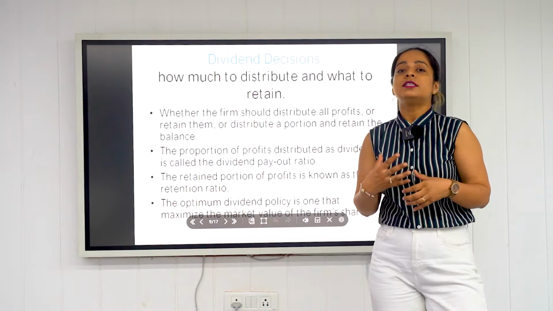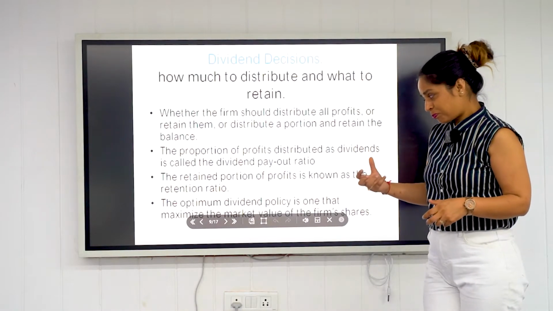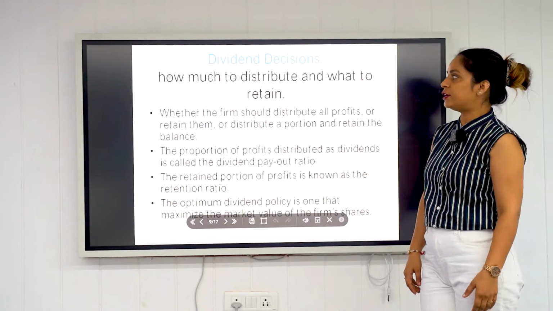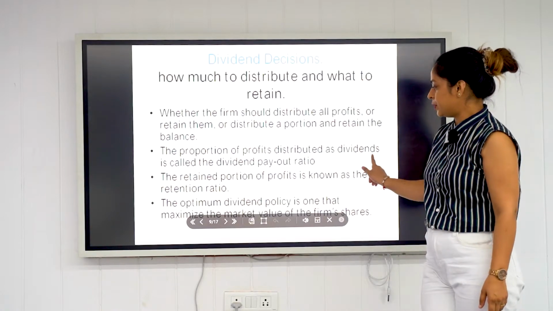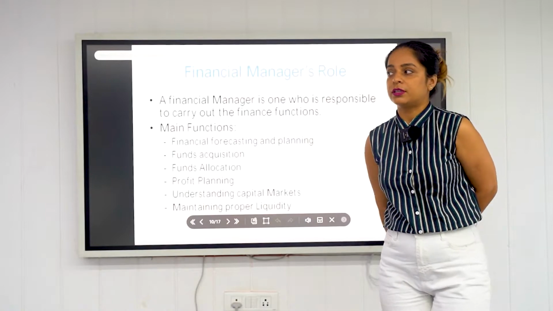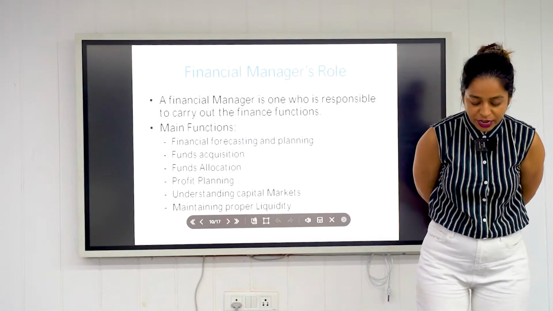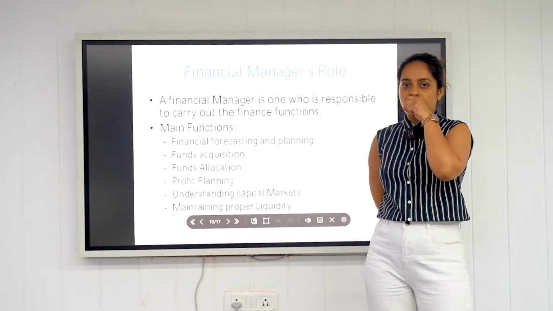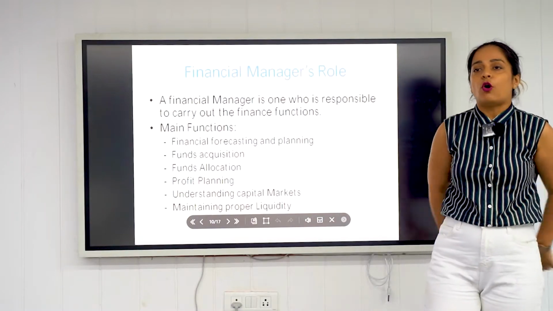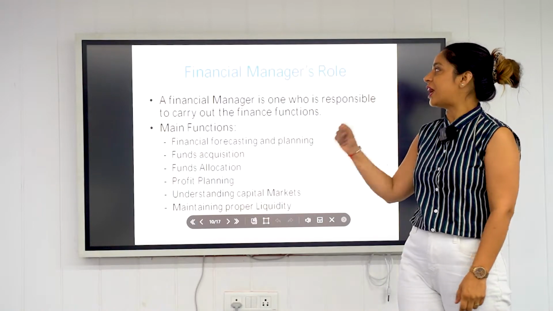So if you are deciding about the dividend policy of the organization, it should increase the wealth of the organization. That should be the dividend policy. Okay. Now comes the financial manager. We have discussed all about financial management, what financial management is, and what a finance manager does. Basically, all the decisions are taken by a person called the financial manager.